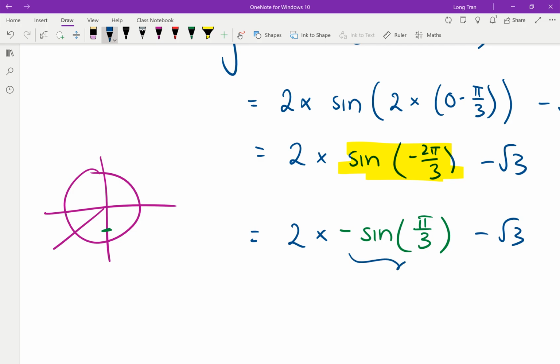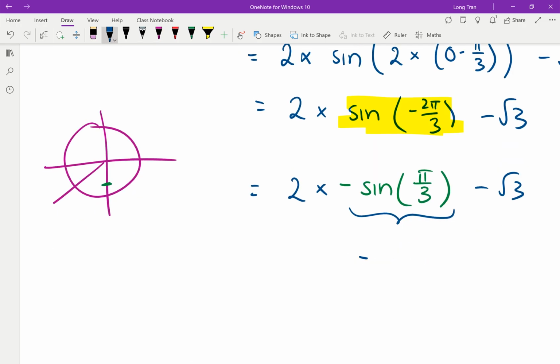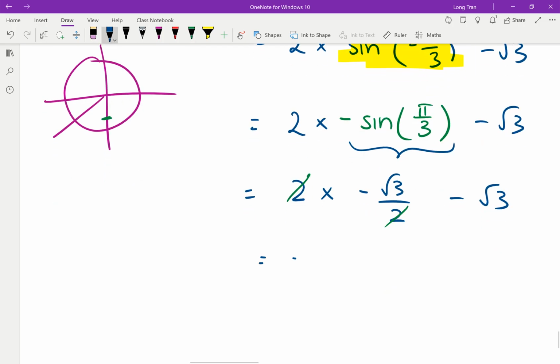And now using your exact values, that is negative root 3 on 2 multiplied by 2, minus root 3. And we can see 2 divided by 2 cancels out to be 1. And so you now have negative root 3, take away root 3, gives you a nice negative 2 root 3s.